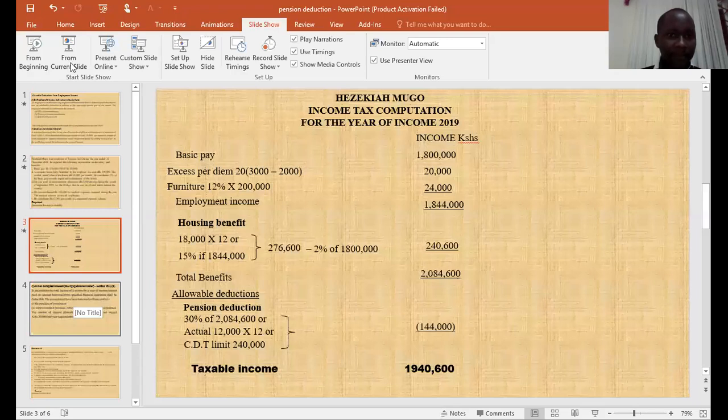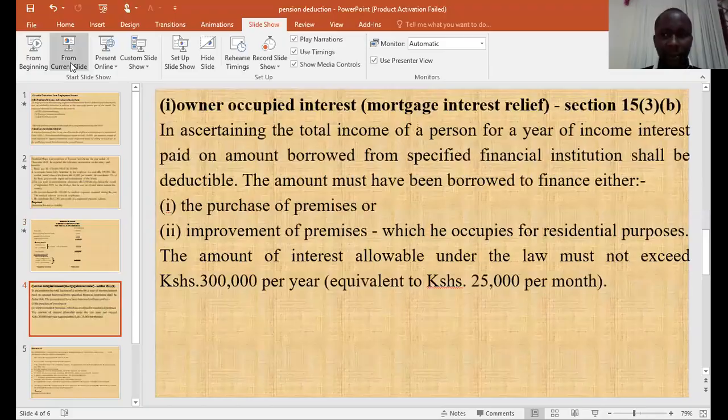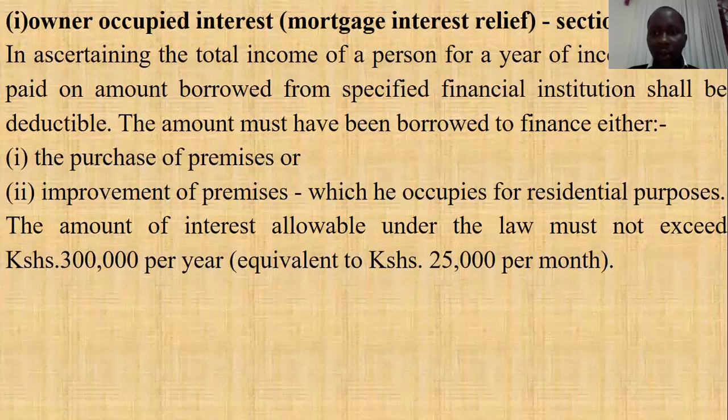We call this deduction owner-occupier mortgage relief, or owner-occupied interest deduction. This is given to a person who pays mortgage on an amount that has been borrowed from a specified financial institution. And the amount would be used either to purchase premises or to improve premises. If you borrow the amount to buy a house, or to refurbish the premises, then that amount would actually be deductible.